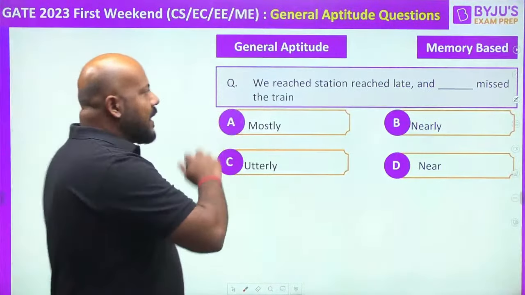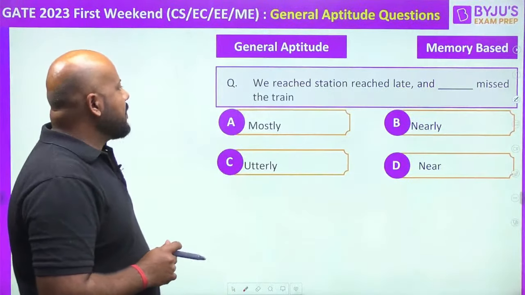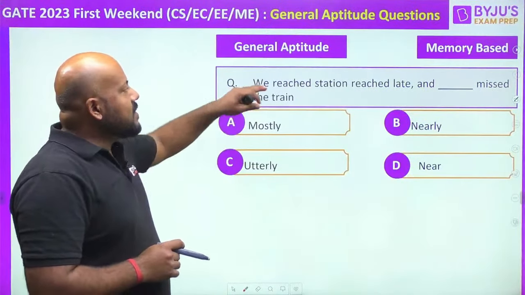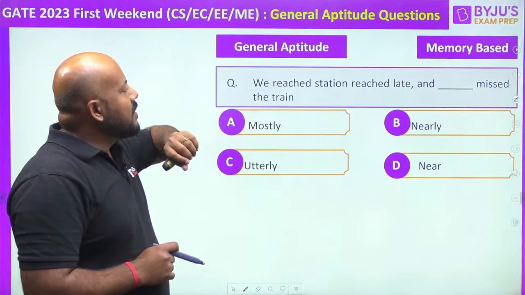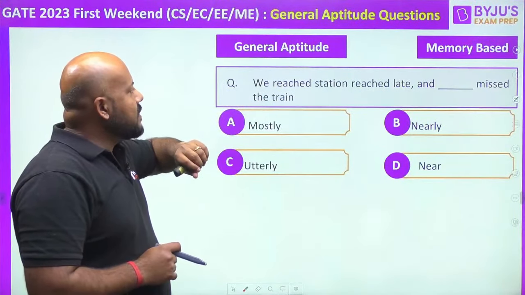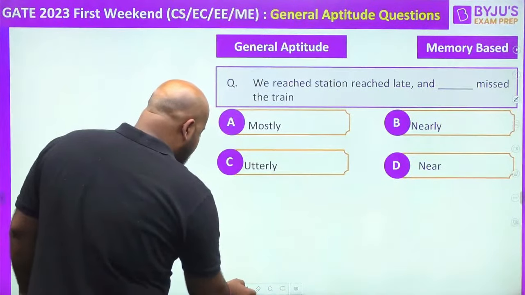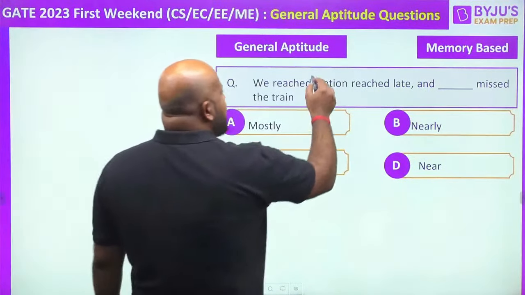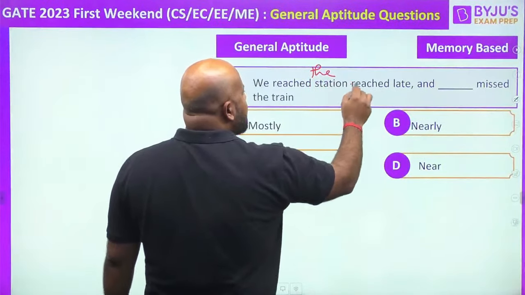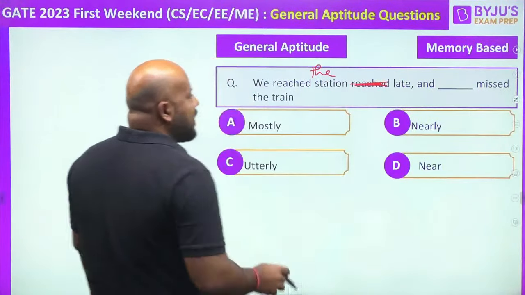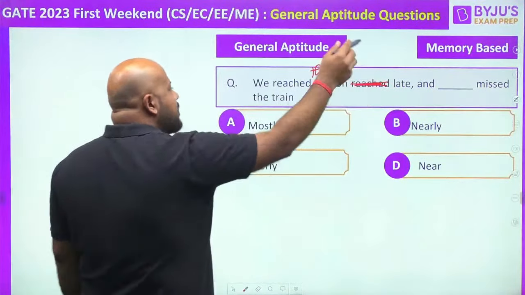Now it is a fill in the blank question. You have to identify the word. We reached station. Oh, we reached the station late. I think there is something wrong here. So let me correct it. We reached the station late and fill in the blank, missed the train.